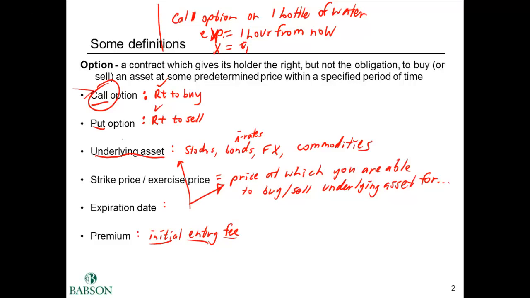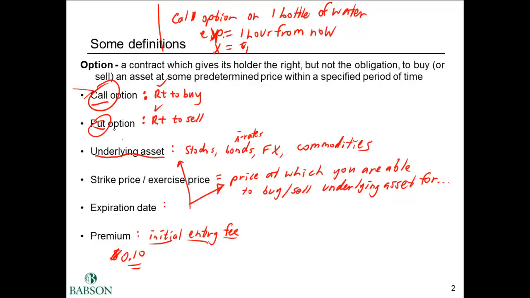Of course, because I have the flexibility to buy the water from you or not, I have to pay you up front for that. So you might charge me a premium of, call it, 10 cents. So the chronology of this would be, I give you 10 cents now. I now have the right to buy the bottle of water from you in an hour for $1 if I feel like it. And that's it.